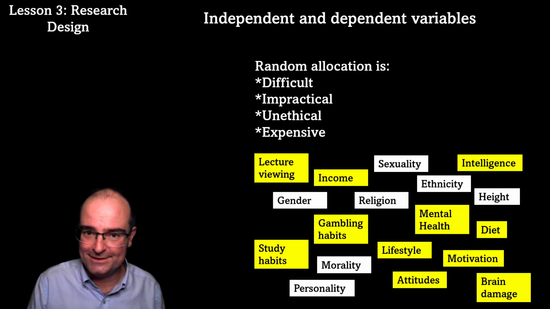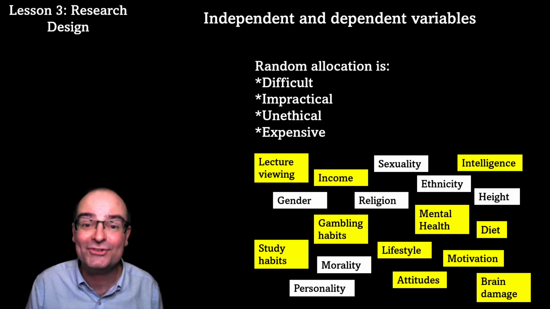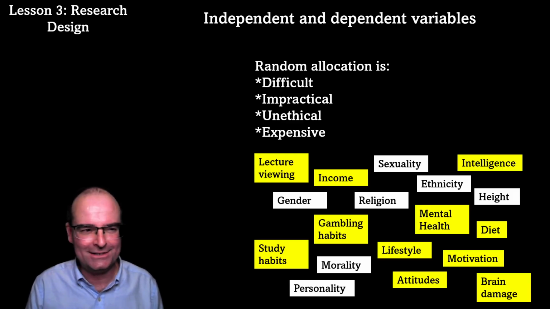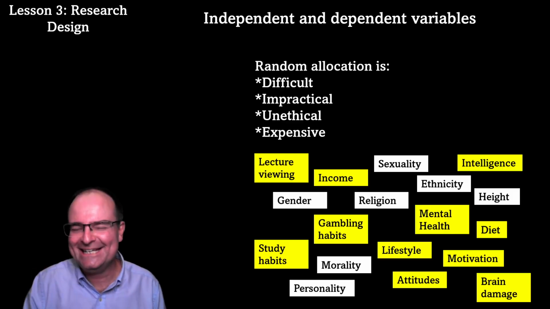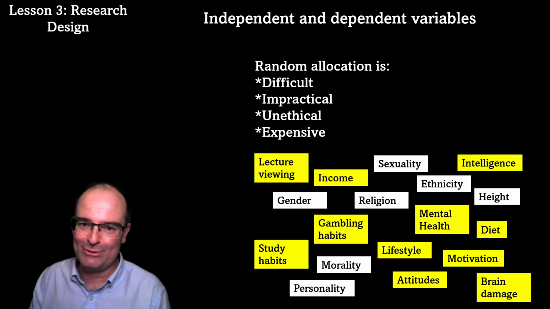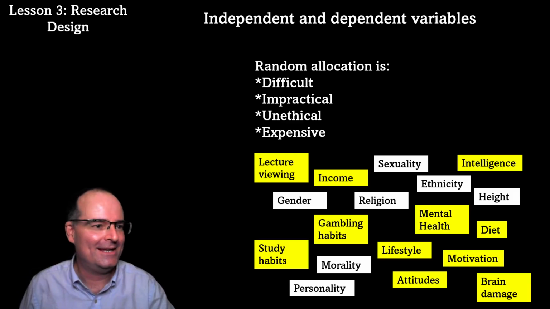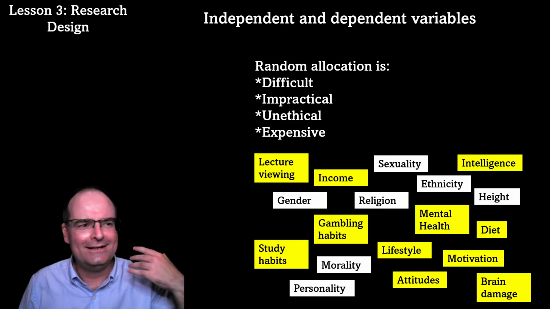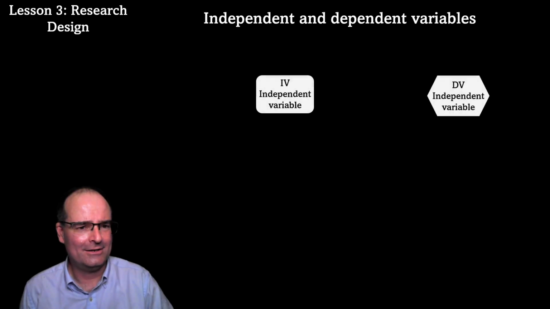That's just for the ones that are yellow. The ones that are still in white, it's basically impossible to randomly allocate. If you're wondering why brain damage is in yellow, there is a new technique called TMS, which uses powerful magnets, which is, in a sense, a kind of temporary brain damage. You can try and find a study on that on Sonar, if you're curious. This is a problem for psychology if we can't randomly allocate a lot of variables.